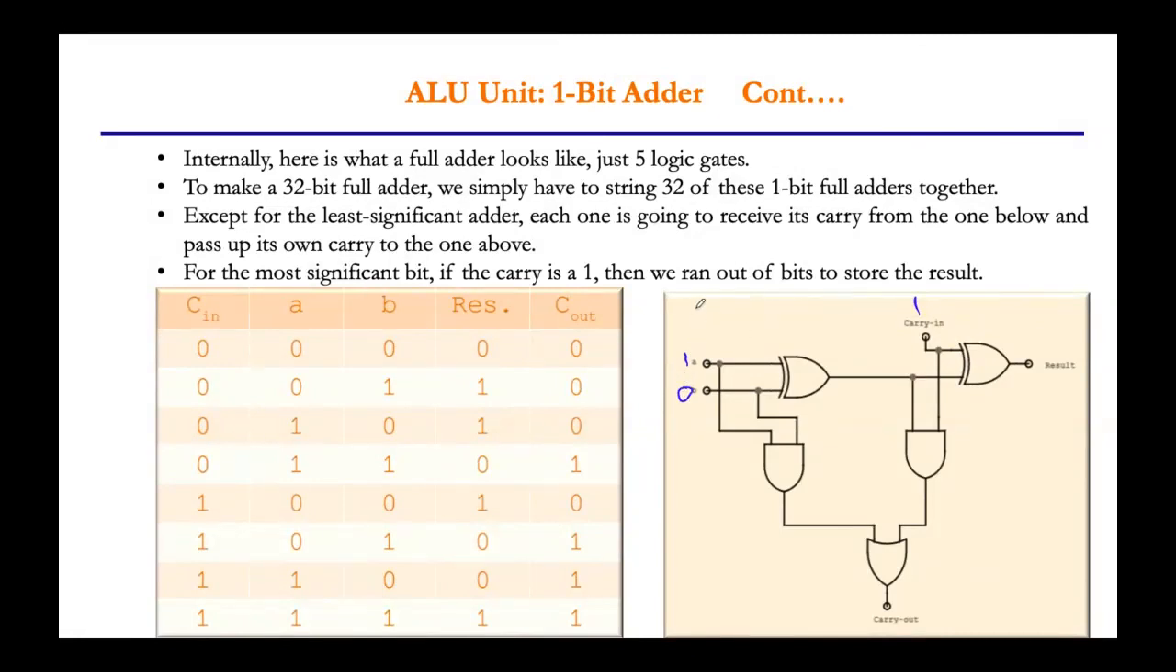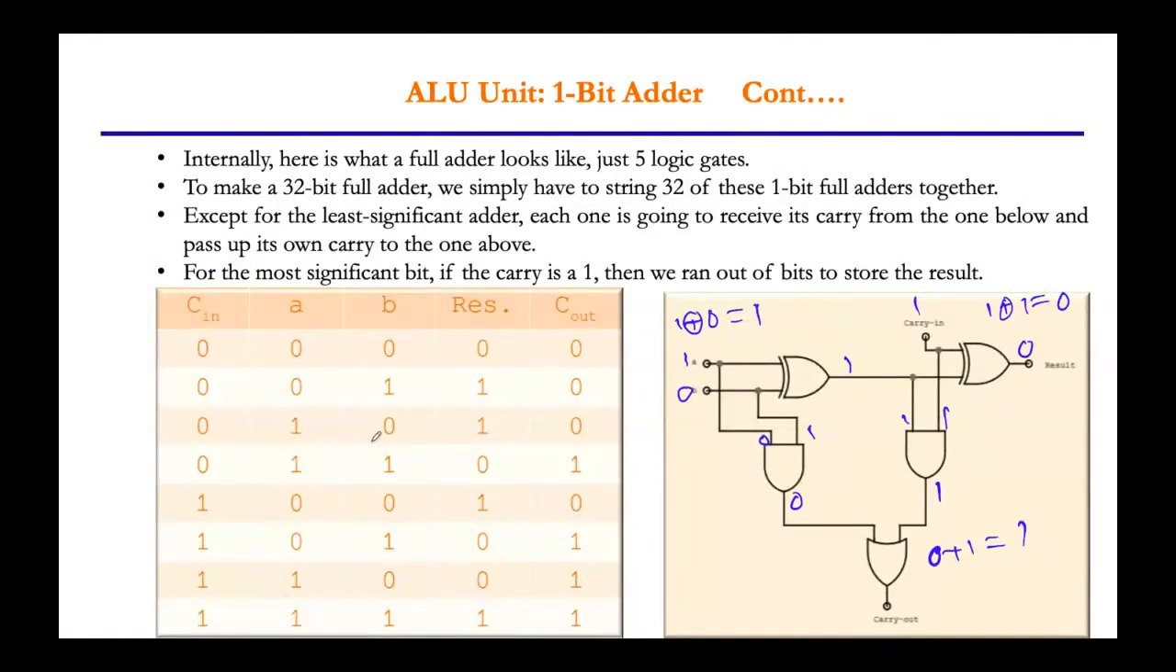In that case, if you find 1 exclusive OR of 0, that is equal to 1. So output is 1. When both are same, result is 0. 1 exclusive OR of 1 is 0. So now here you can see 0 input and 1 input. So result is 0 here. If both are 1, result is 1. Then you add 0 plus 1. It gives carry out is 1.